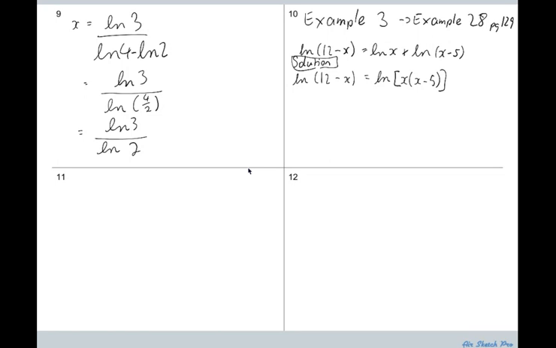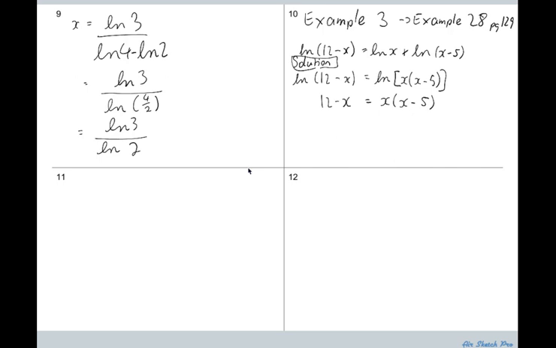Now that I've got a log on both sides, I can now equate the arguments. This is the equivalent of raising both sides to the e to the power of. Basically, the ln's cancel out. So I've got 12 minus x is equal to x times (x minus 5). This is a problem you have been solving probably since year 10: it's an equation with x on both sides. It's going to be a quadratic.